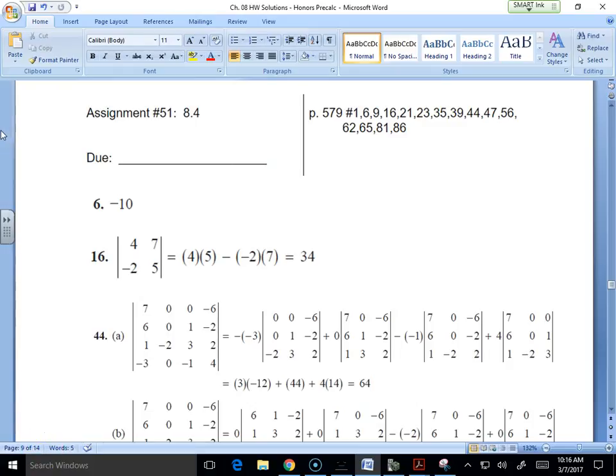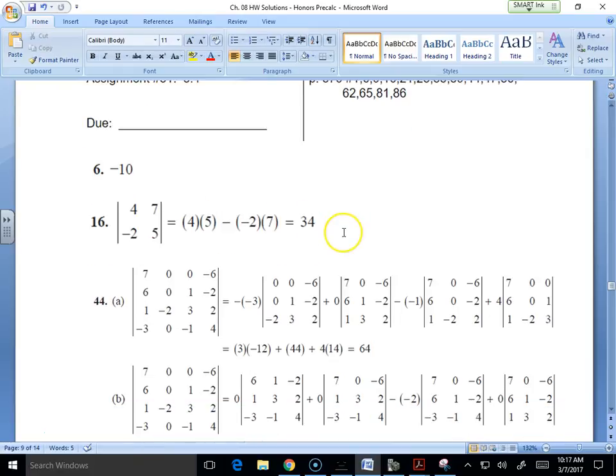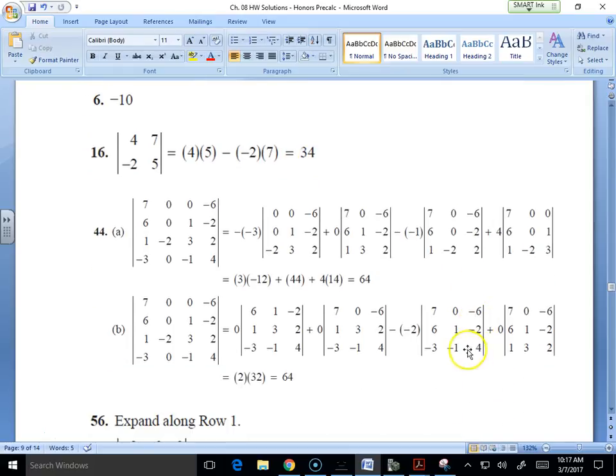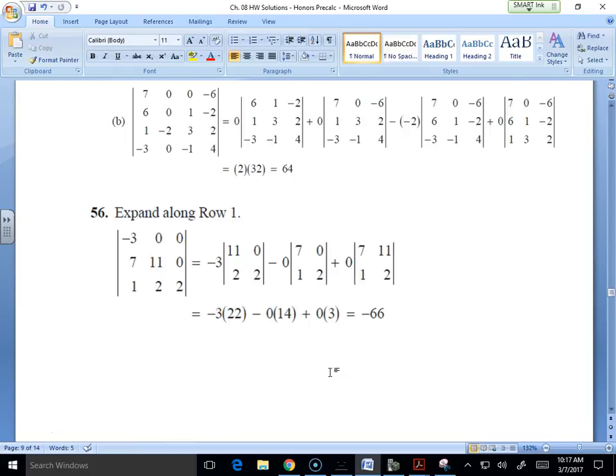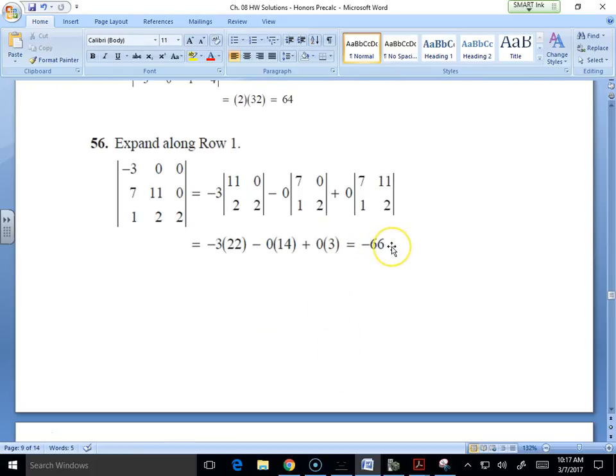This one should be easy, right? Main minus opposite, exactly. Number 6, -10. Number 16, 34. You can still see all the answers. Number 44, A, 64, and B, 64. Whichever way you do it. They told you to do it by a row and a column. The answer should be 64. You guys got it? Number 56, final answer, -66.